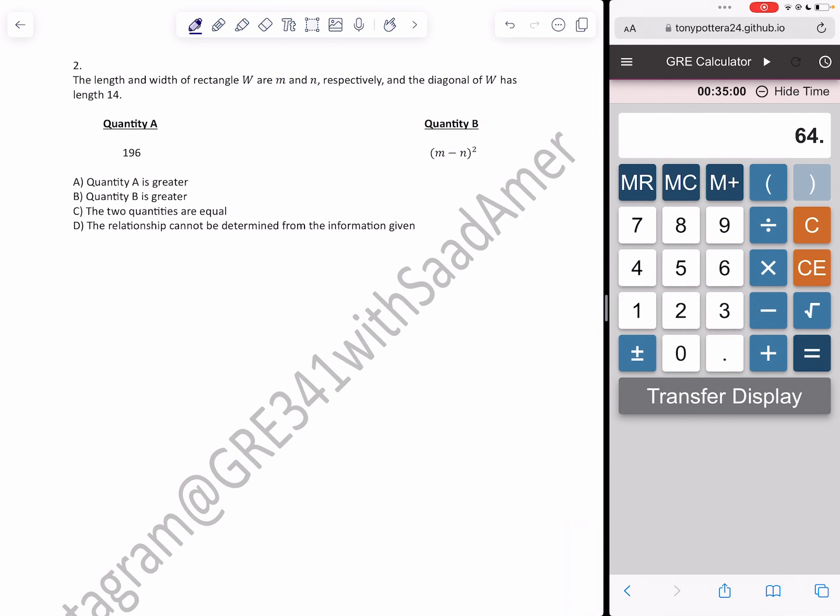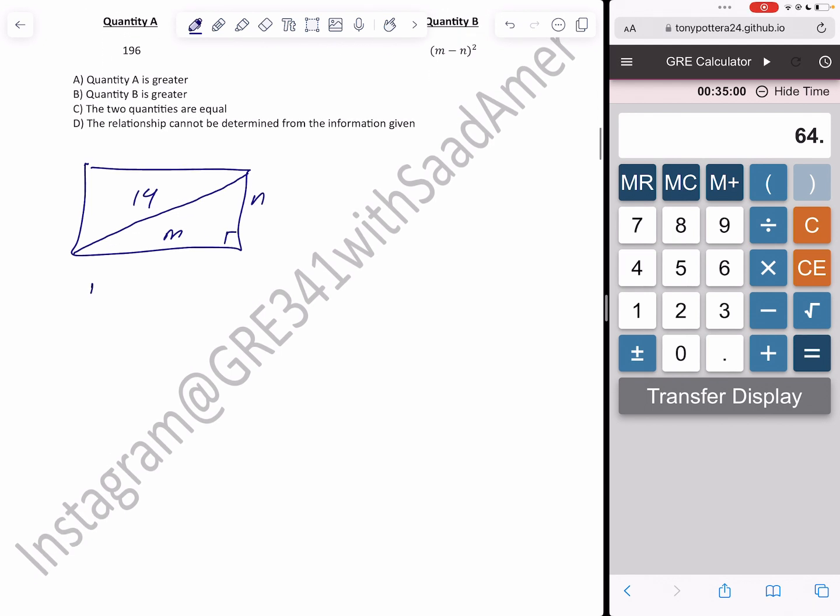Question number 2. The length and width of rectangle W are M and N respectively, and the diagonal of W has length 14. So let's just draw a rectangle. This is the diagonal. It has a length of 14. The length is M and the width is N. This would be 90 degrees since it's a rectangle. So we'll apply the Pythagoras theorem here. 14 square is equal to M square plus N square. M square plus N square is equal to 14 into 14, 196.